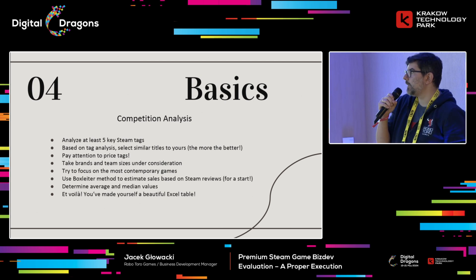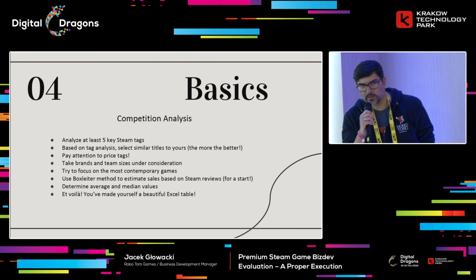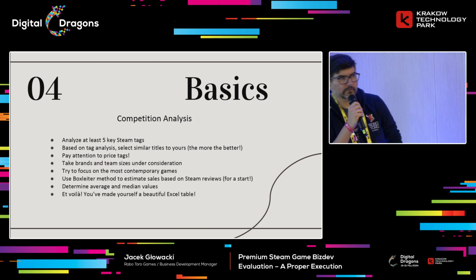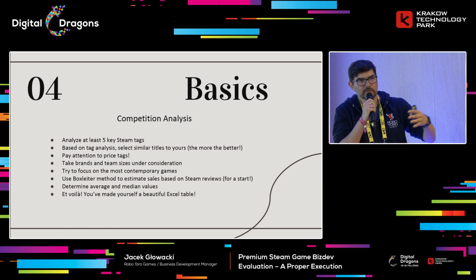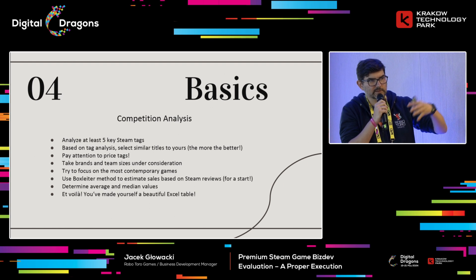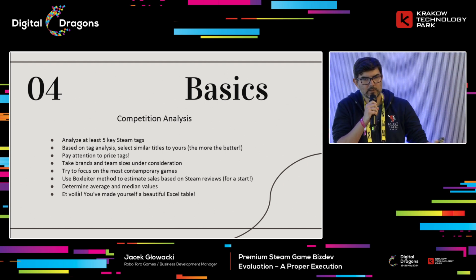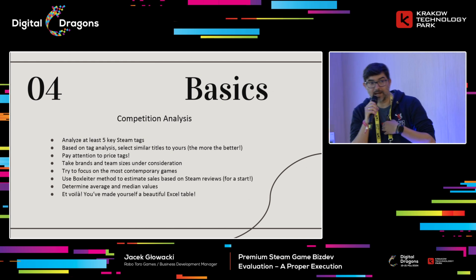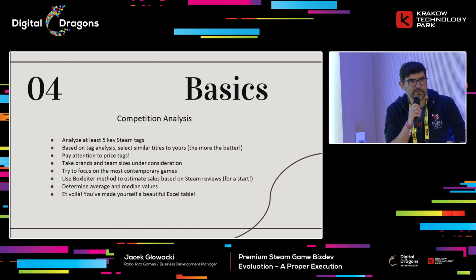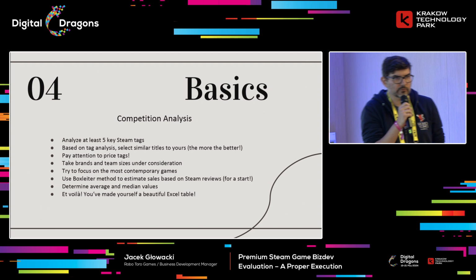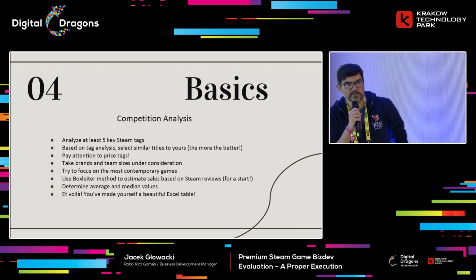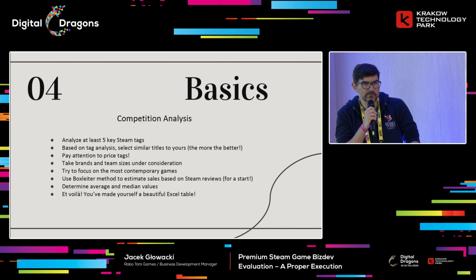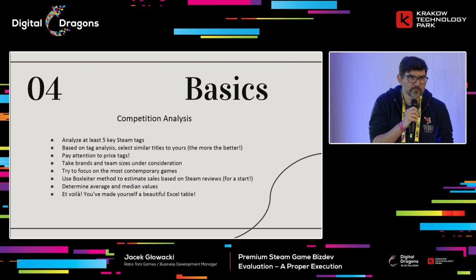Then use the Boxleiter method to estimate sales based on Steam reviews for a start. I don't know if you guys are familiar with different methodologies that allow you to estimate sales results based on statistical data. The Boxleiter method is, the way I see it, the easiest one because it takes only 2 factors under consideration, really. One factor is the number of reviews of the game that is being analyzed. And this data is public. You can find it on every Steam page of every product.